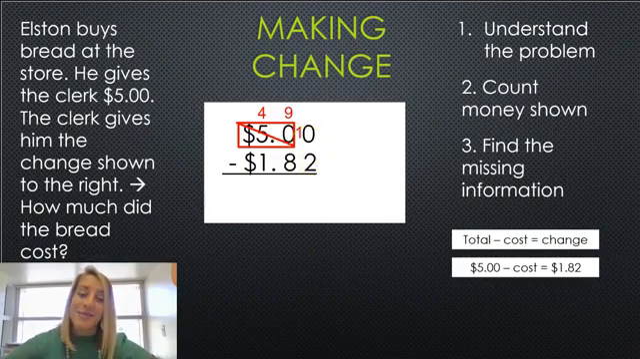Now I can subtract 2. 10 minus 2 equals 8. 9 minus 8 equals 1. 4 minus 1 equals 3.